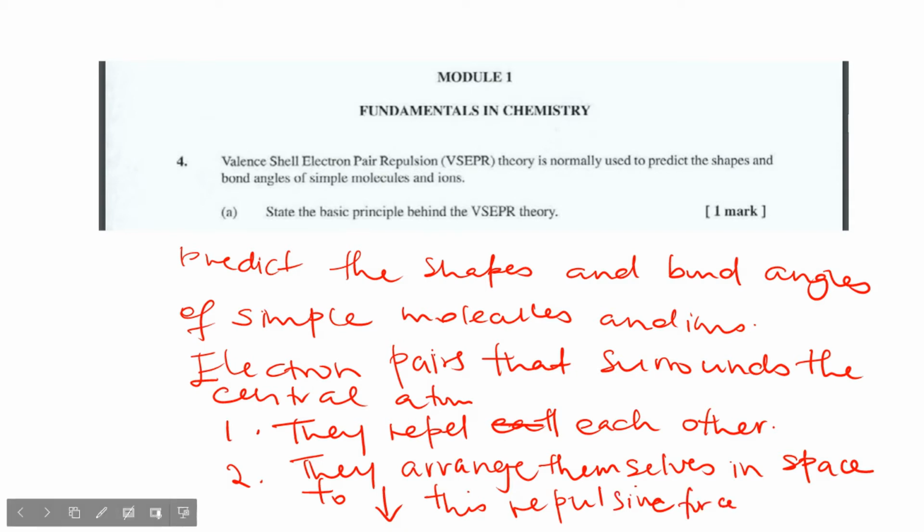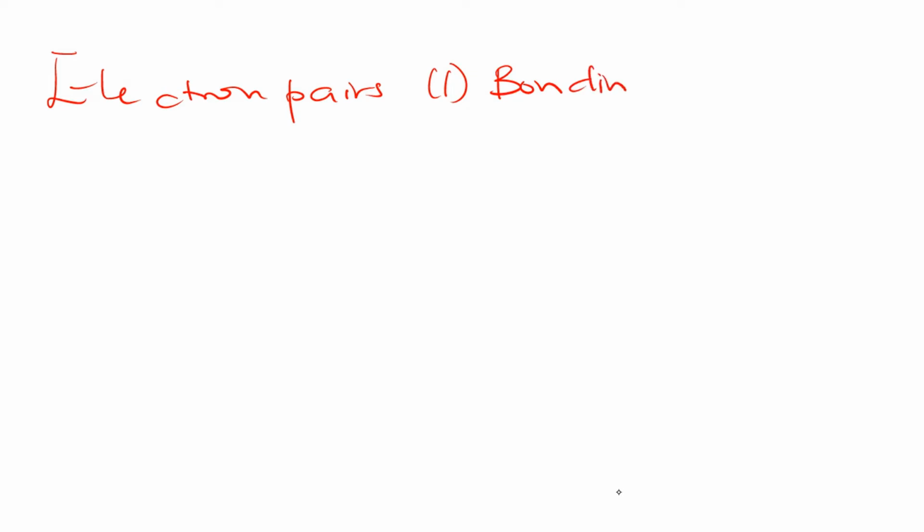I just spoke about electron pairs, but what are these electron pairs that I'm talking about? The electron pairs consist of two kinds. You have bonding pairs, which actually take part in bonding, as the name suggests. And you have lone pairs, which do not take part in bonding.